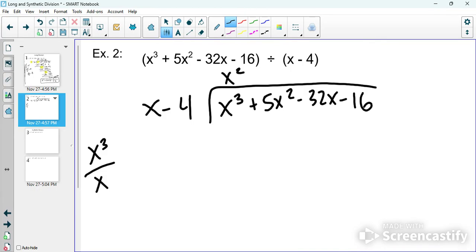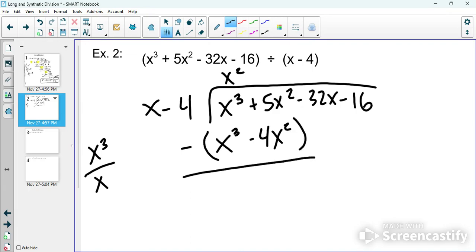X to the second is multiplied by both terms on the outside. X squared times x is x to the third. X squared times -4, -4x squared. We're going to subtract. X to the third minus x to the third is nothing. 5x squared minus -4x squared, that's 9x squared. Drop down our remaining terms.